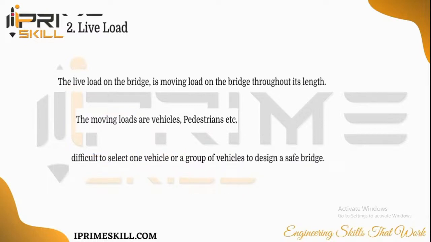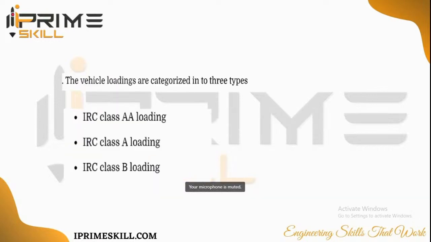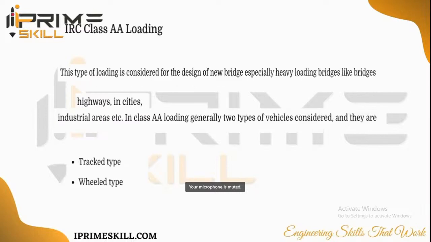Then we have the live loads. We all know that vehicles will be moving along the bridge, so we have to consider the vehicle loads also to give a safe bridge. We will see all these. When you talk about vehicle loadings, there are different types of loadings: Class A, Class B, again from the code. Class A is for highways and cities, heavy loadings. There are tracked types and wheeled types of vehicles, so we have to consider all these things.